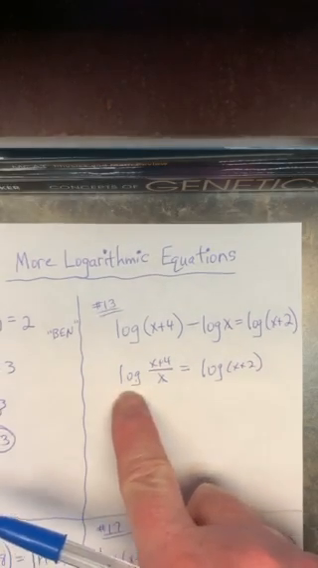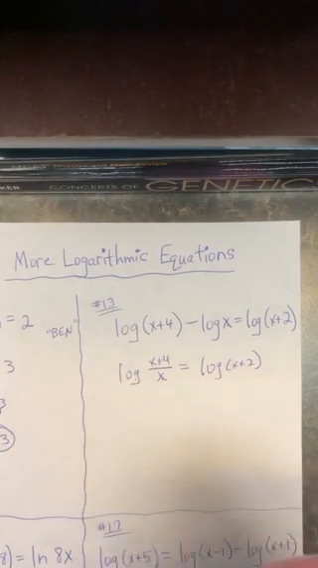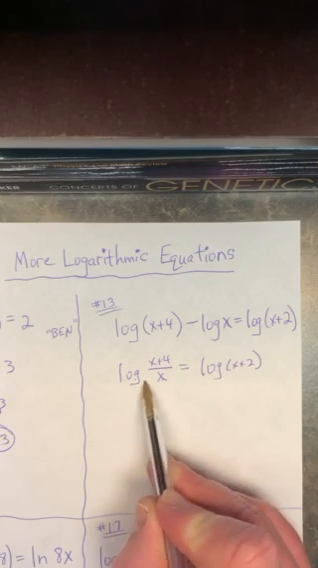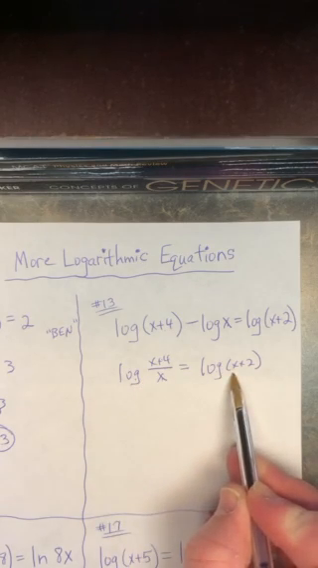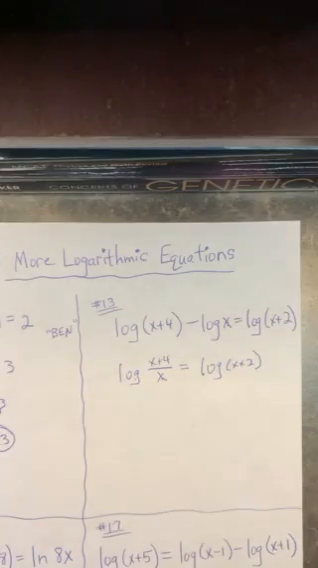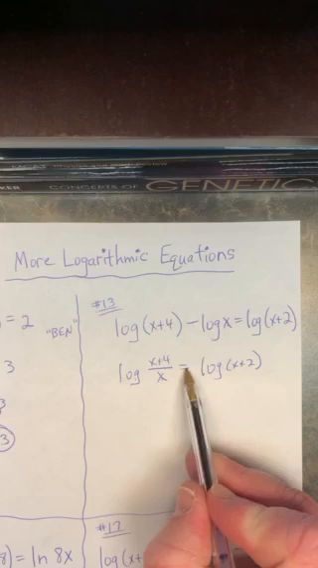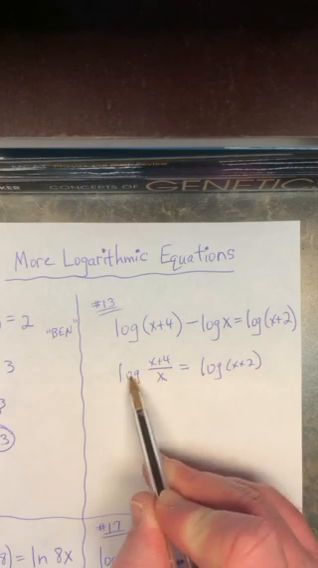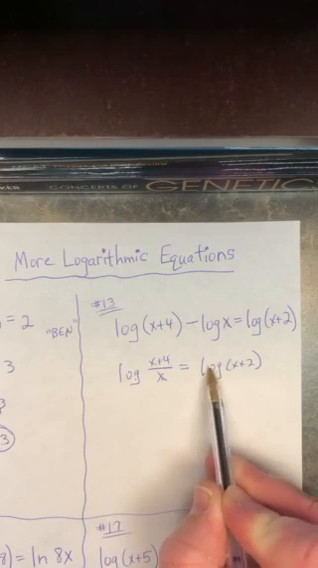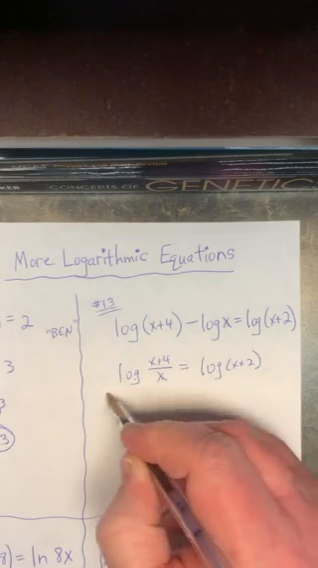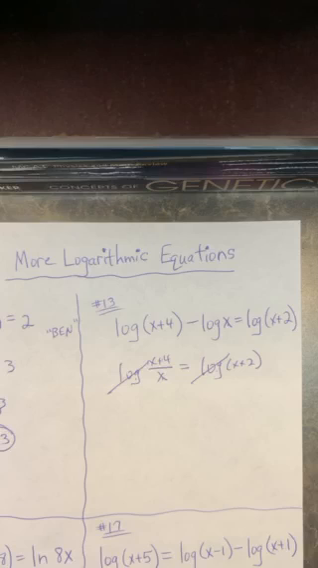There's a log on both sides. I have a log on the left and a log on the right, and the base of each log is the same, isn't it? So great news. You love when that happens, because now on this logarithmic equation, as soon as you get down to the point where you've got one log on the left and one log on the right, and they have the same base, those logs cancel each other out.